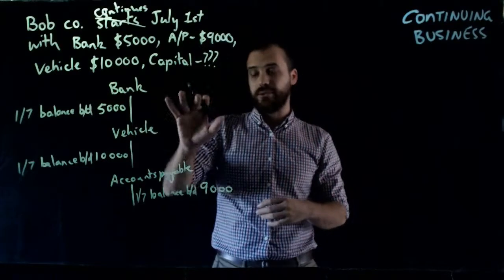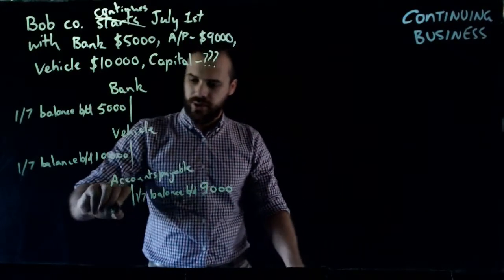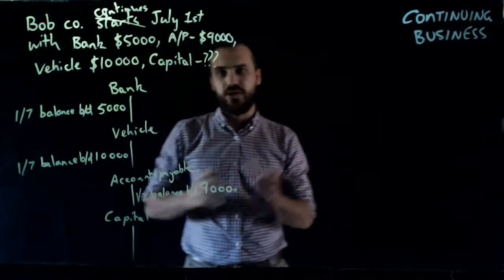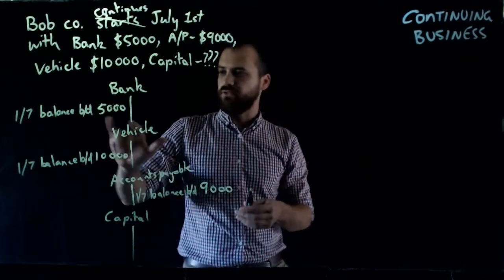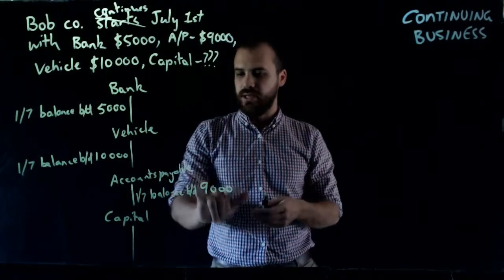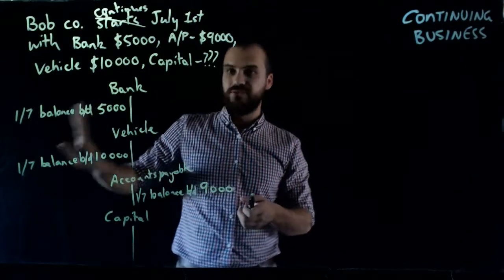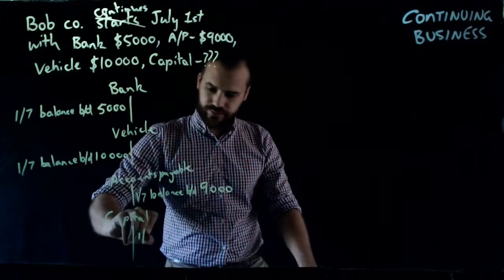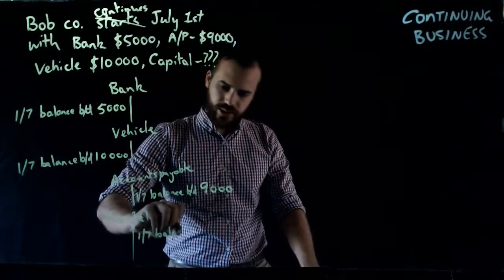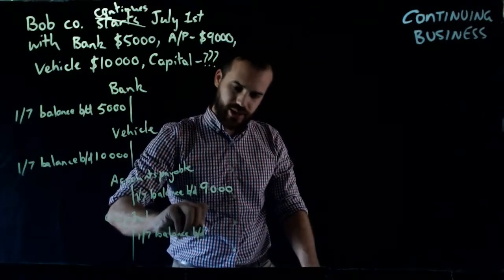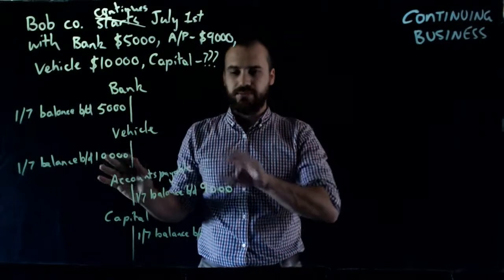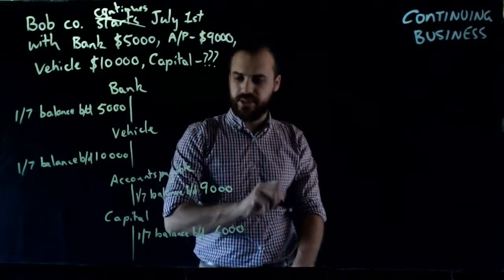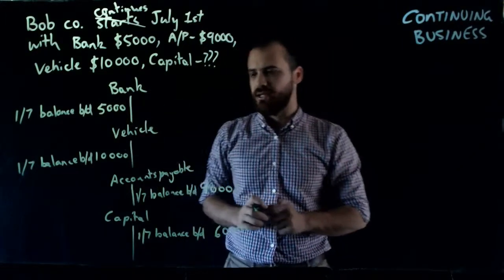Last one, the capital. Don't know. But we do know that everything needs to match up, left-hand side, right-hand side. So I've got $5,000 here, $10,000 here, $9,000 here. That means I've got $15,000 on the left-hand side, $9,000 on the right-hand side. So the balance brought down when it comes to our capital must be 15,000 minus 9,000. That's 6,000. Everything should line up. Everything should be neat and tidy.